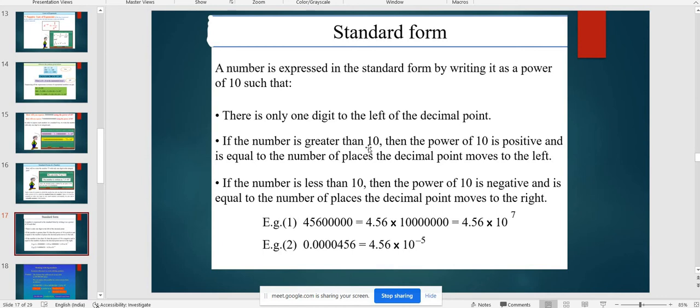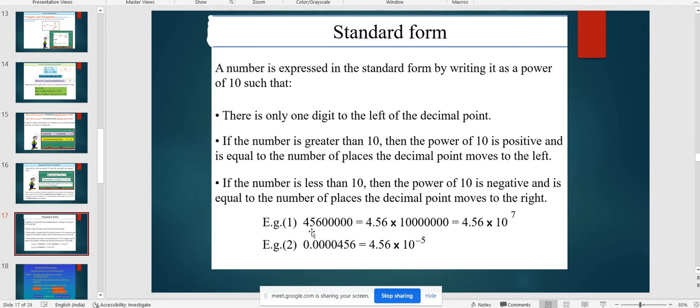If the number is greater than 10, then the power of 10 is positive and is equal to the number of places the decimal point moves to the left. If the number is less than 10, a very small number, then the power of 10 is negative and is equal to the number of places the decimal point moves to the right.